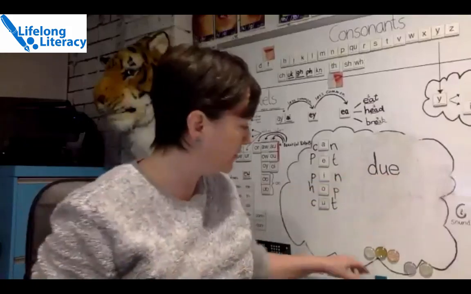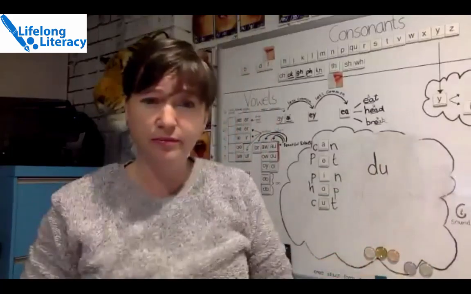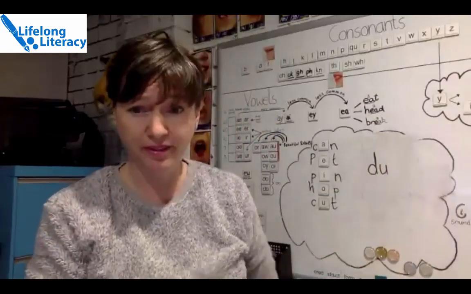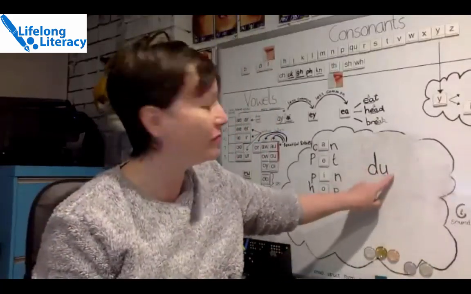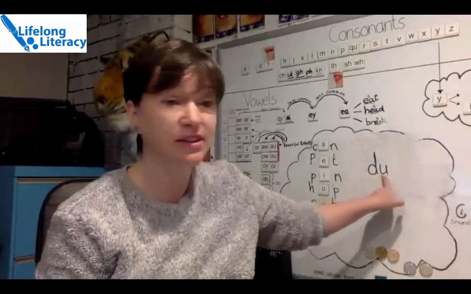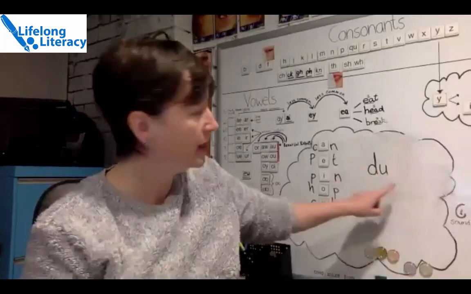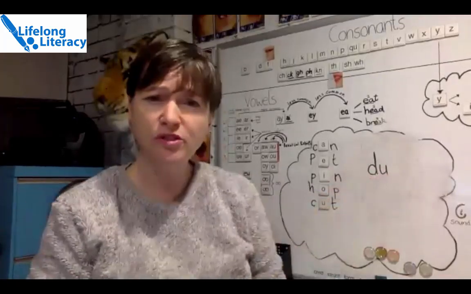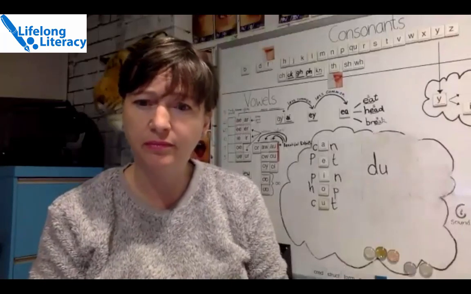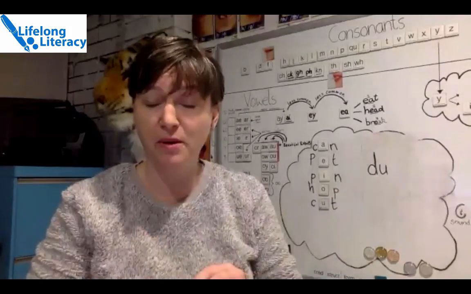If I took away final silent E, that word would still be due, because there's another rule that we have about vowels saying their names, which we'll come to soon. And that is, if it's in an open syllable, it can say its name. We'll do that on Monday. However, due, what's wrong with that word? Anybody know?